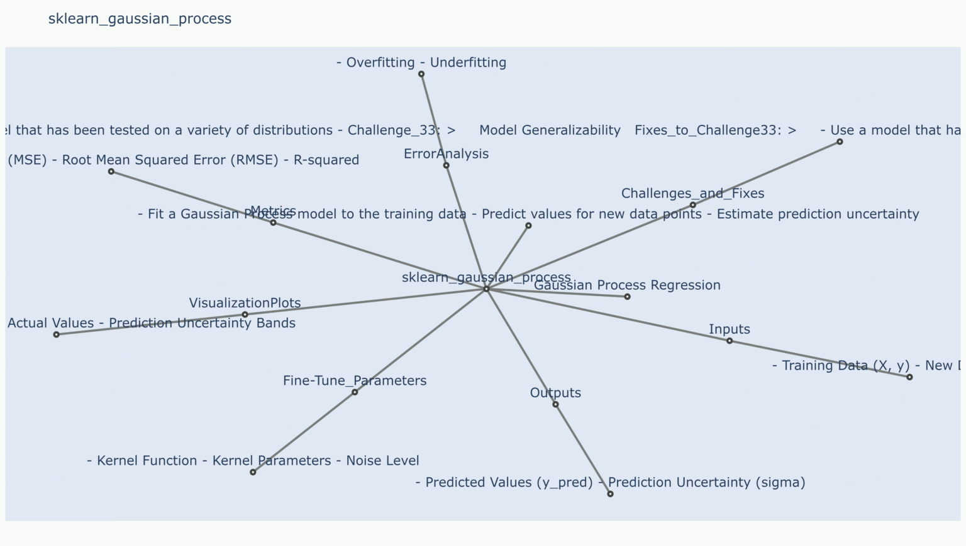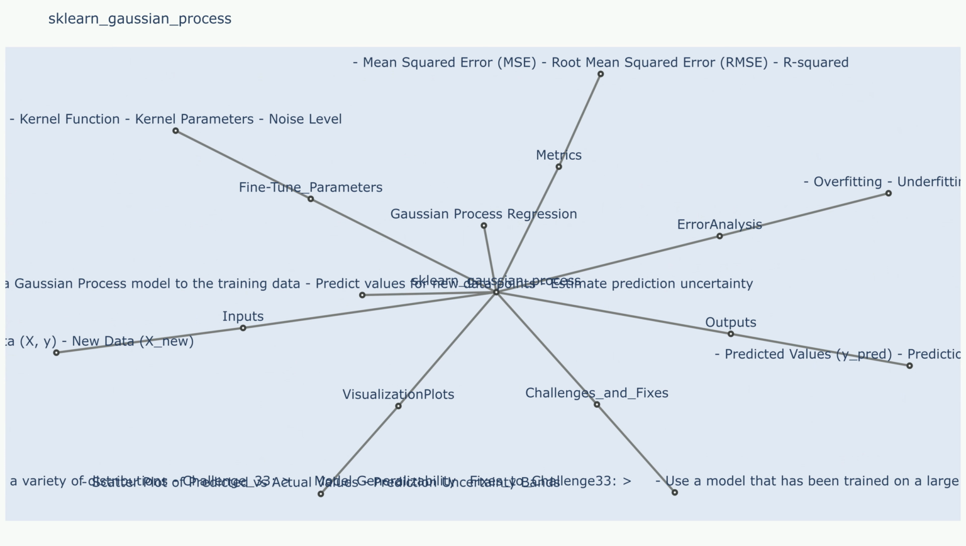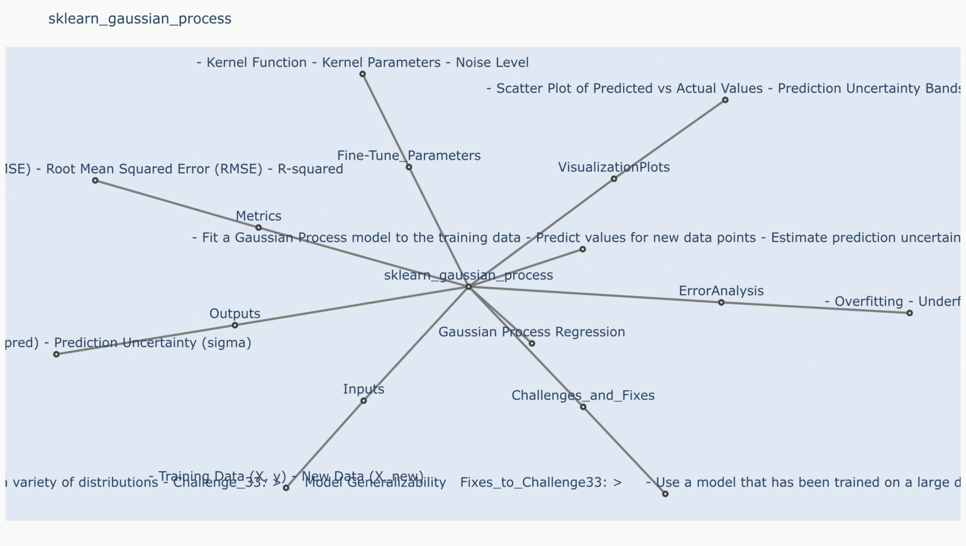Visualization plots. The prediction plot visualizes the predicted output values against the actual values, highlighting the confidence intervals. The kernel function plot visualizes the chosen kernel function, showing how it captures the relationship between input features and output values.